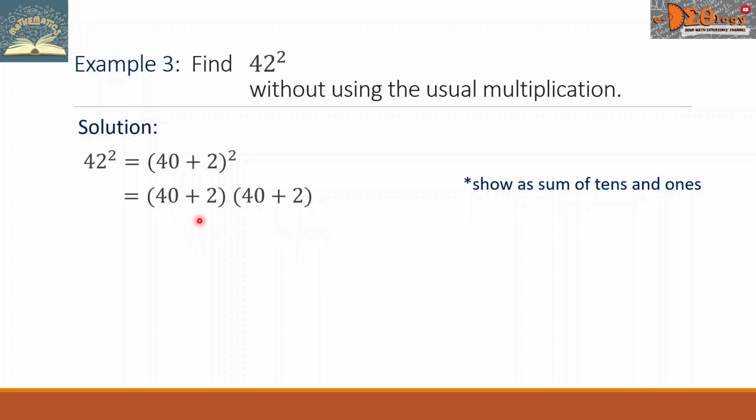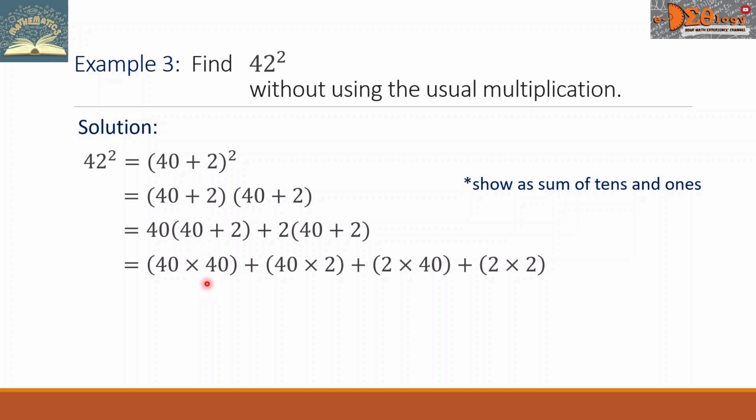By distributive property, this 40 we multiply to the other group, then this 2 multiply to the other group. 40 times 40 plus 40 times 2 plus 2 times 40 plus 2 times 2. Then we simplify each of the products. 40 times 40 is 1,600, plus 40 times 2 is 80, plus 2 times 40 is 80, plus 2 times 2 is 4. Finally, the sum is 1,764.